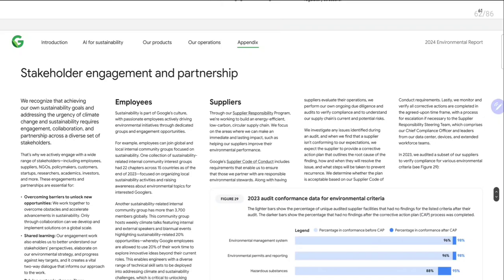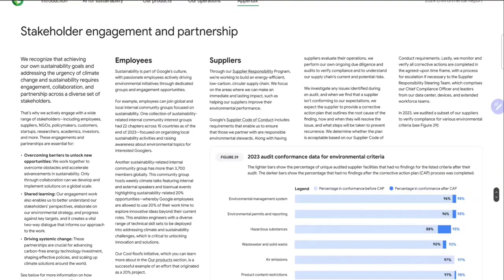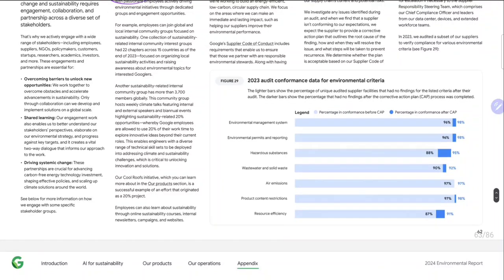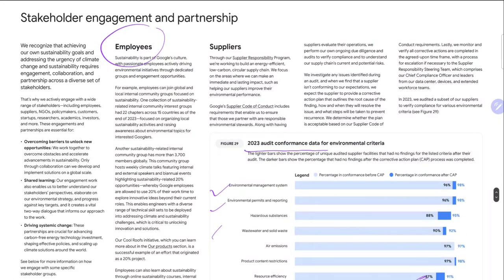Then stakeholder engagement and partnerships: what efforts have been made for conducting successful stakeholder engagement. And then the materiality assessment, where stakeholders like employees, suppliers and others are identified. So in 2023, audit conformance data for environmental criteria. You can see the relevant materiality topics of environment, or the key focus areas, and then what the progress of the company is on this particular subject.